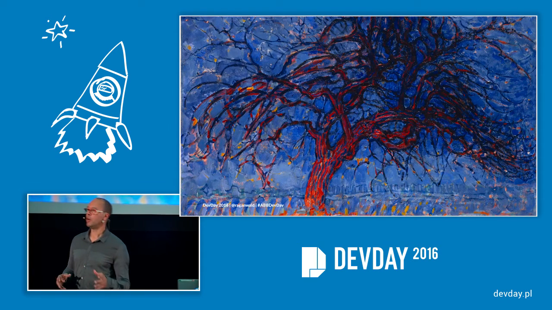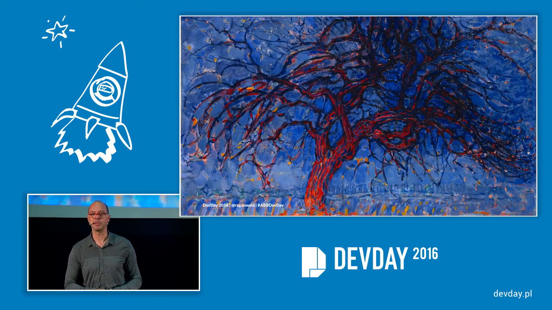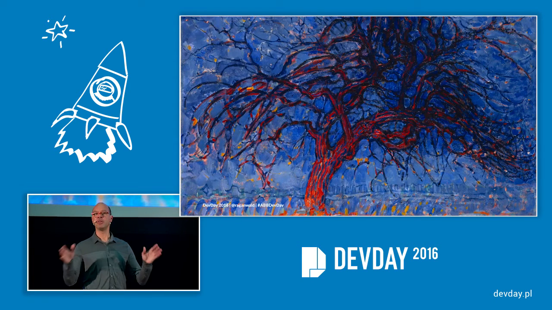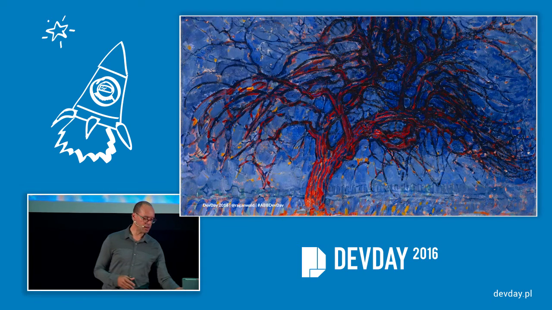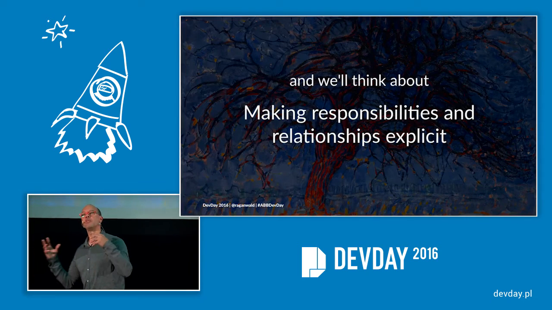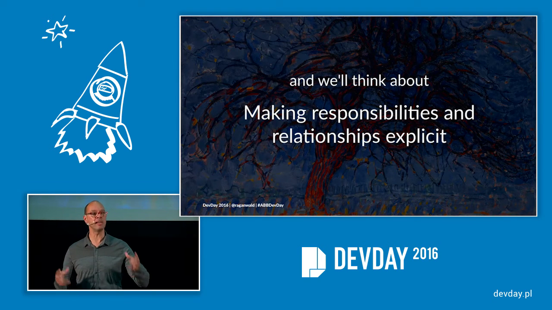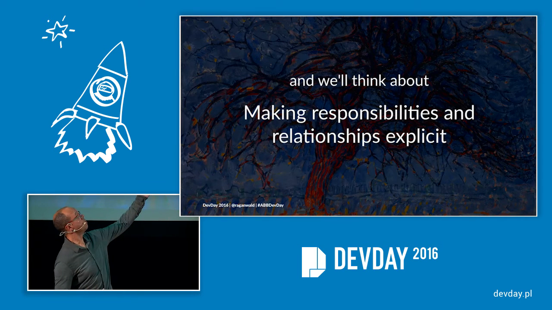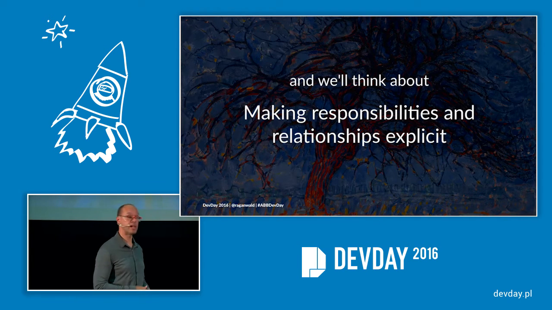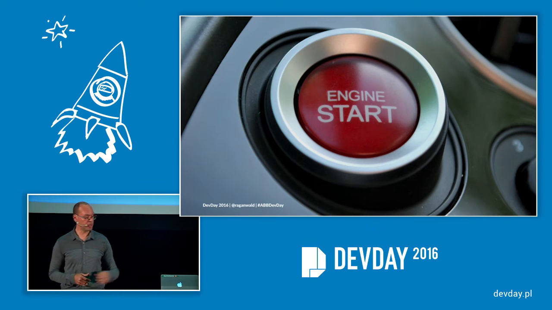And while talking about composing and decomposing using combinators, you may think, aha, the talk is about composing and decomposing. But no, composing and decomposing software is just the tool. The actual thing we're trying to do is make the responsibilities of entities in our software and the relationships between them explicit. And that is really what this talk is about, making responsibilities and relationships explicit. So let's push the button and go.